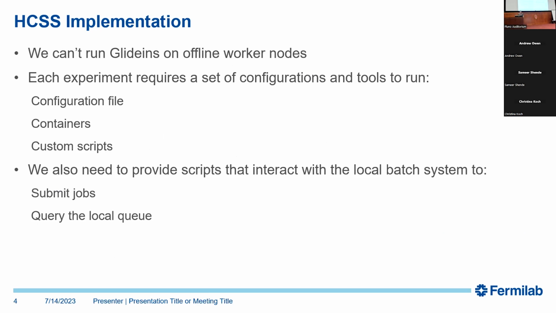There's another issue, which is if we can't access the internet, we can't run glide inside. And because of it, along with the job itself, we need to provide a set of other tools that we will need to set up the environment for our experiment jobs. Stuff like configuration files, containers, custom scripts, all that needs to be sent along with the job. Also, HPC sites often do not use Conda. So we also need some scripts to interact, at least for basic operations, with the local batch system. So operations like submitting jobs and preparing the local queue also need to be implemented by this solution.